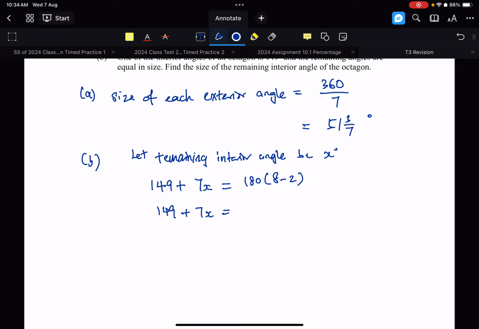149 plus 7x equals to 6 times 180, which is 1080. 7x is equals to, that's minus 149, 931. Okay, divided by 7. X is equals to 133, right? So therefore x is 133 degrees.